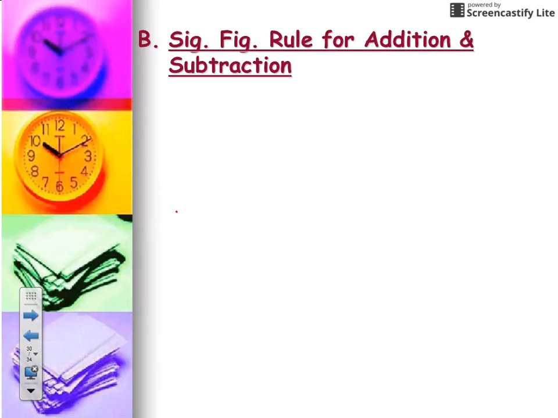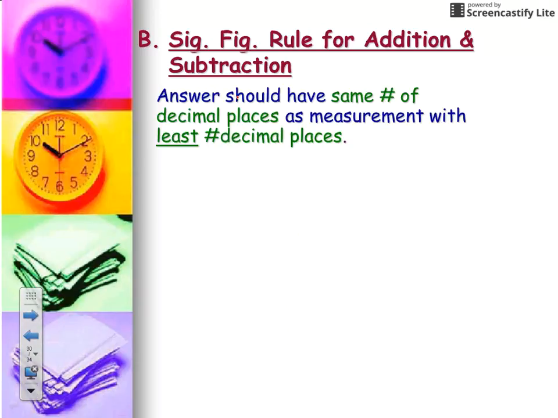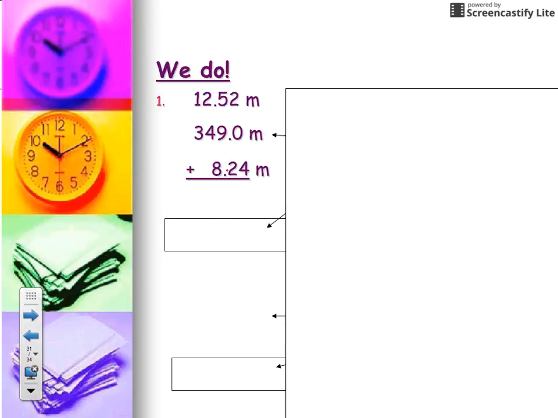So let's say we're doing some calculations that involve addition and subtraction. Here's the rule for addition and subtraction. The answer should have the same number of decimal places as the measurement with the least decimal places. So let's take a look at a calculation where we're adding. So you're going to look at decimal places when you add and subtract, and look at the number of decimal places, or places past your decimal.